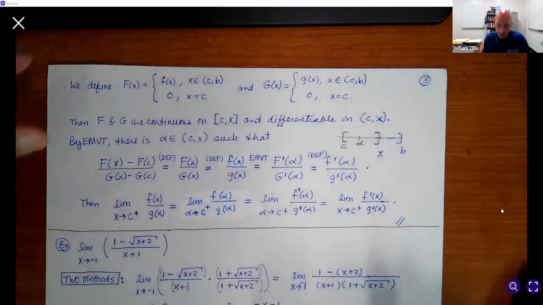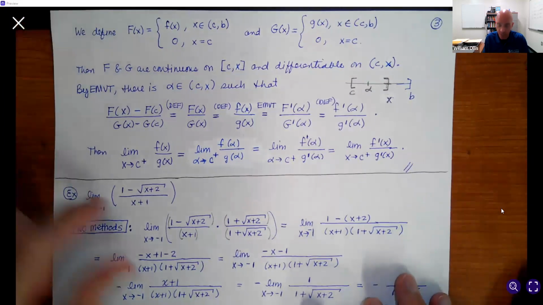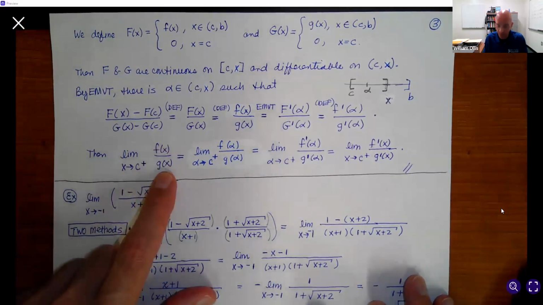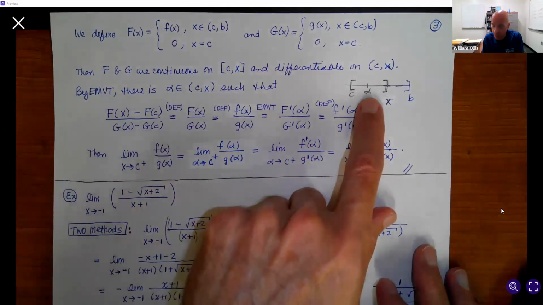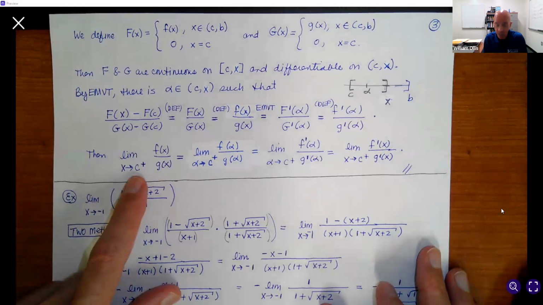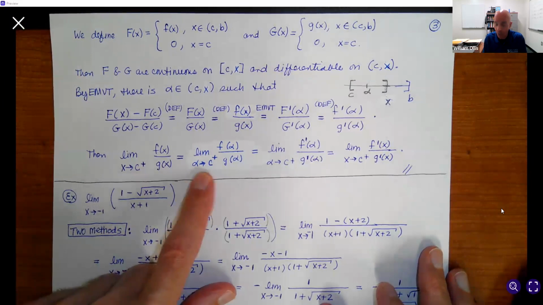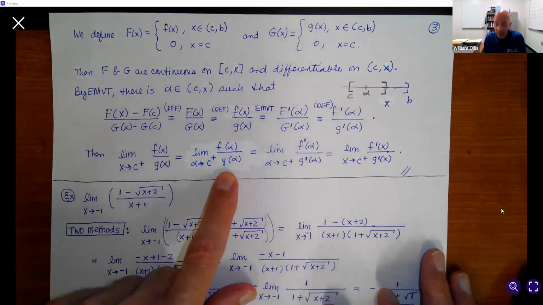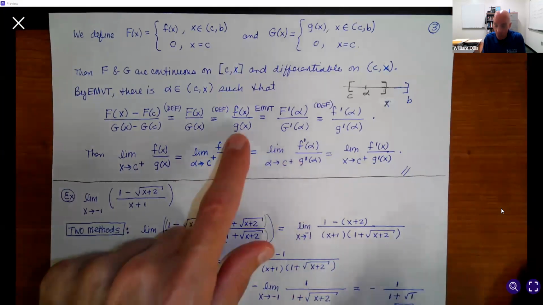Very, very clever. So now let's just see, what's the limit as x approaches C from the right of f of x over g of x? So now we can just think of a varying alpha. So if x is approaching C from the right, alpha will approach C from the right. So we can just make a change of variable here. And then, of course, we have the equality here.